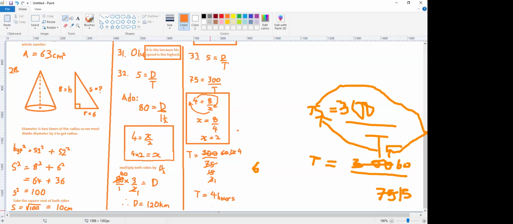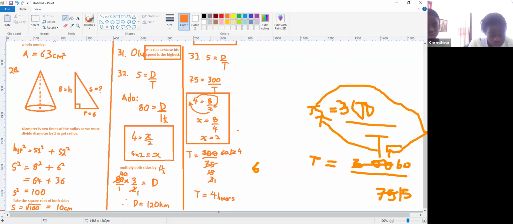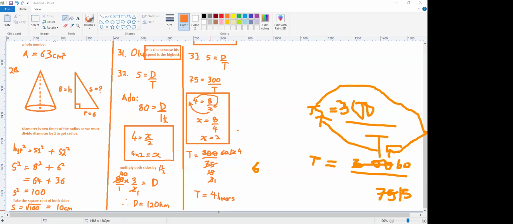Favor, are you done? Almost there. C equals 300 plus 4 slash 2 slash 3. So Favor is done. Okay.